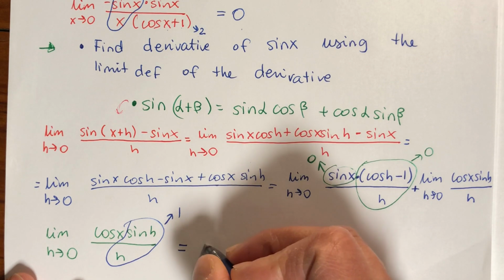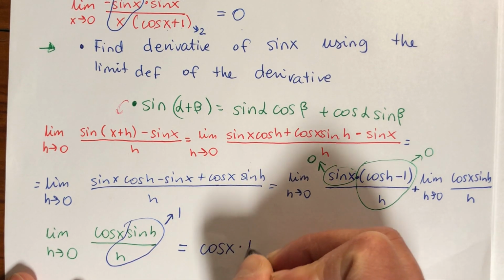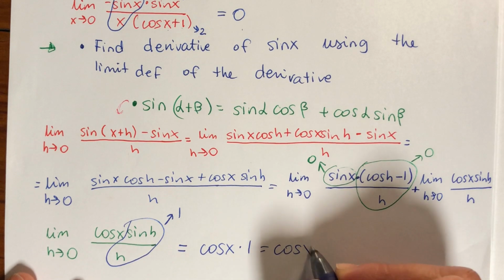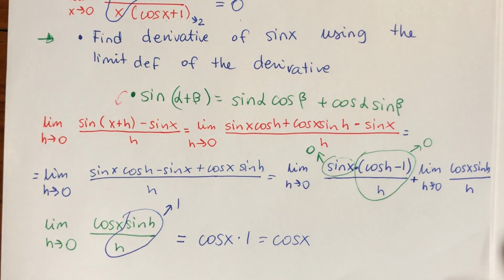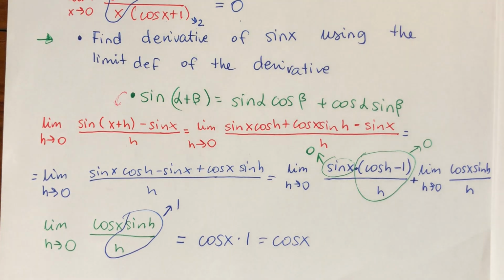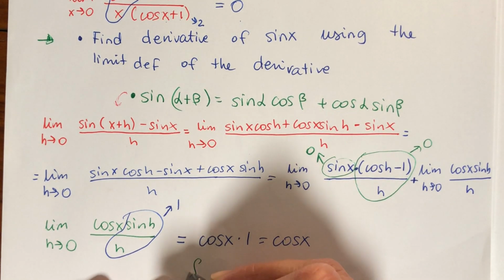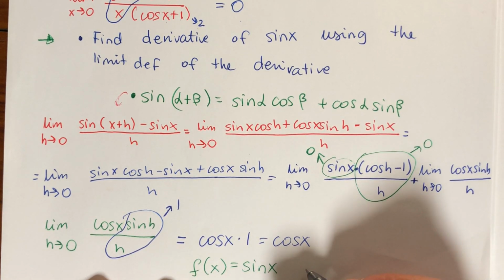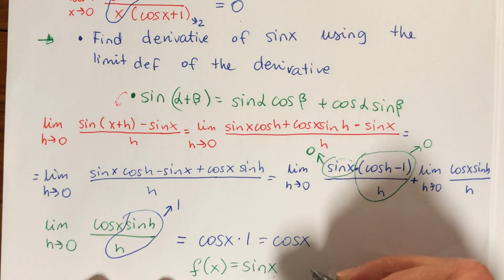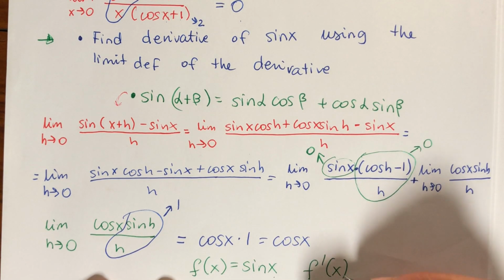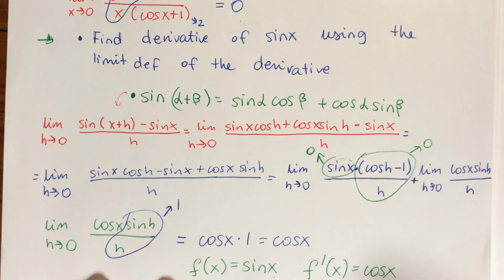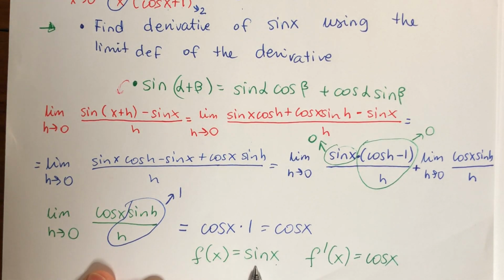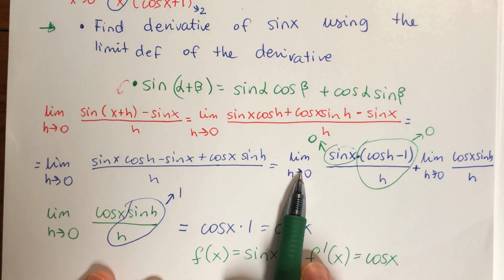This is x. So this is just going to be cosine of x times 1, which is equivalent to cosine of x. So notice what we just showed. We showed that if my f of x was equal to sine of x, then the derivative of f of x is equivalent to cosine of x. Beautiful, huh? So the derivative of the sine function is equivalent to the cosine function. And we just proved this.